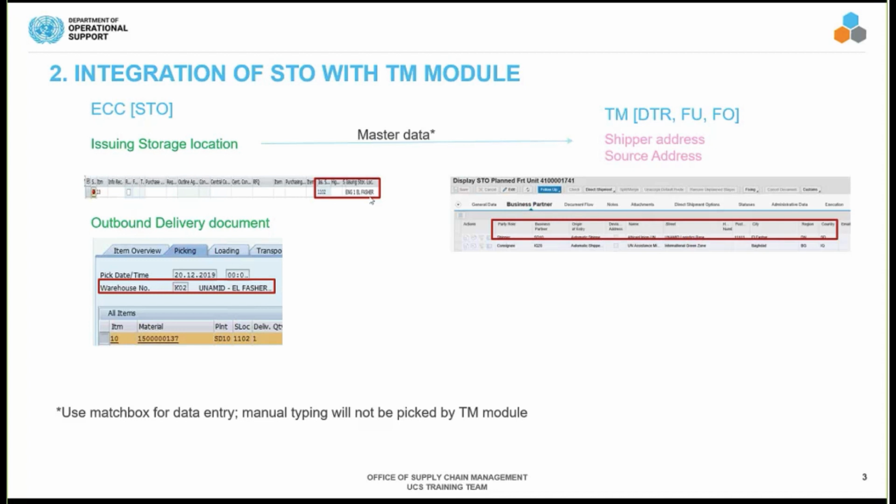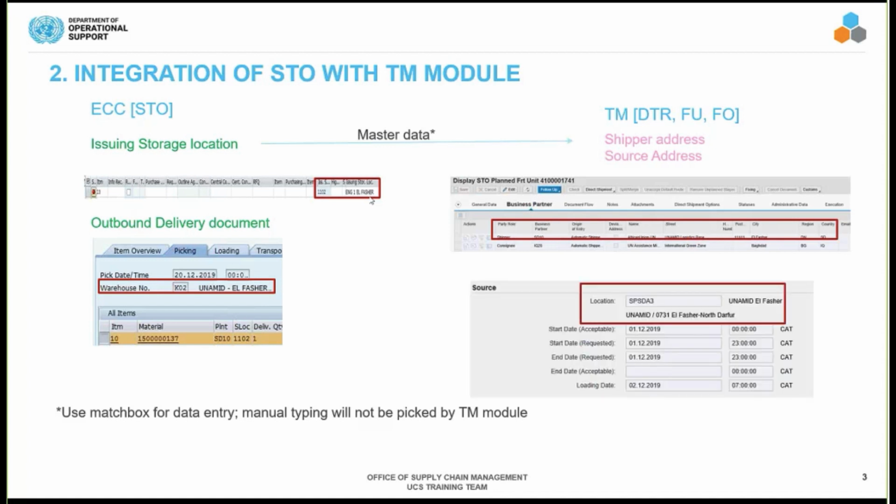This is a screenshot of a freight unit in TM and the source location of a freight unit. As you see, both fields are grayed out, meaning that they are not editable. That's why it's very important that you, as RD13 or RD14, insert the data correctly and do not type it. Then it will be moved into documents in TM, and in these documents, data are not editable.